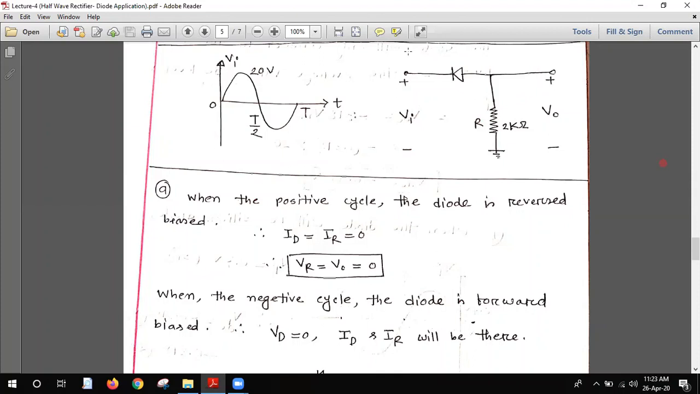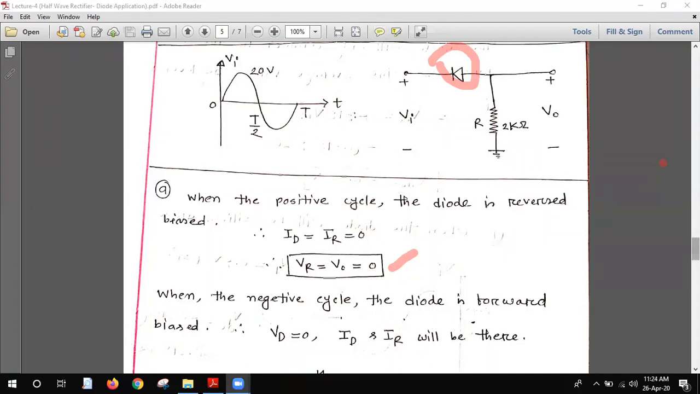That's why it is written here: when the cycle is positive, the diode is reverse biased, so the current is zero and the output voltage is also zero. But in the negative cycle, the diode is forward biased, so VD is zero. There will be no voltage drop across the diode, but the current will flow.